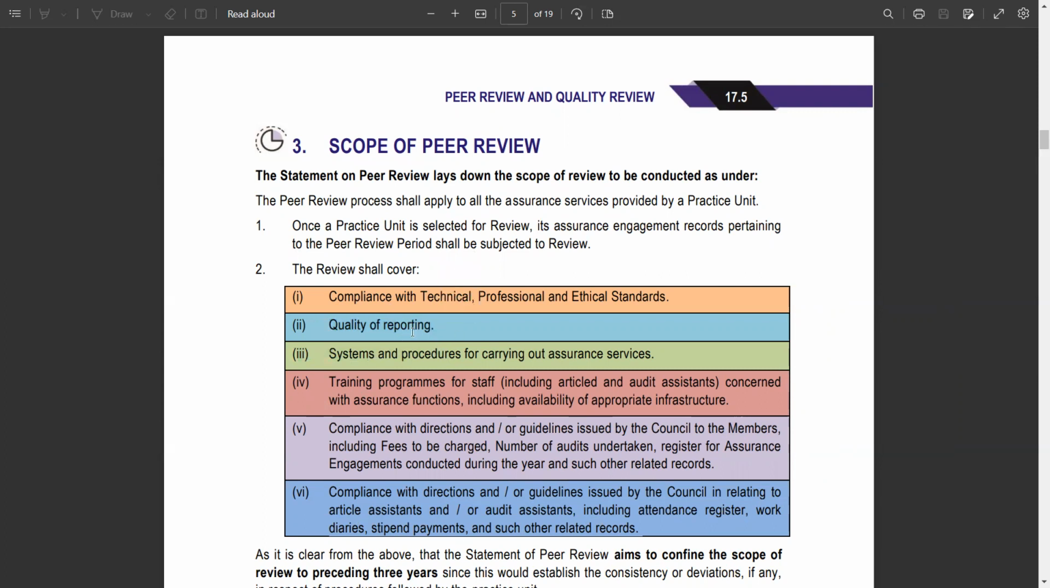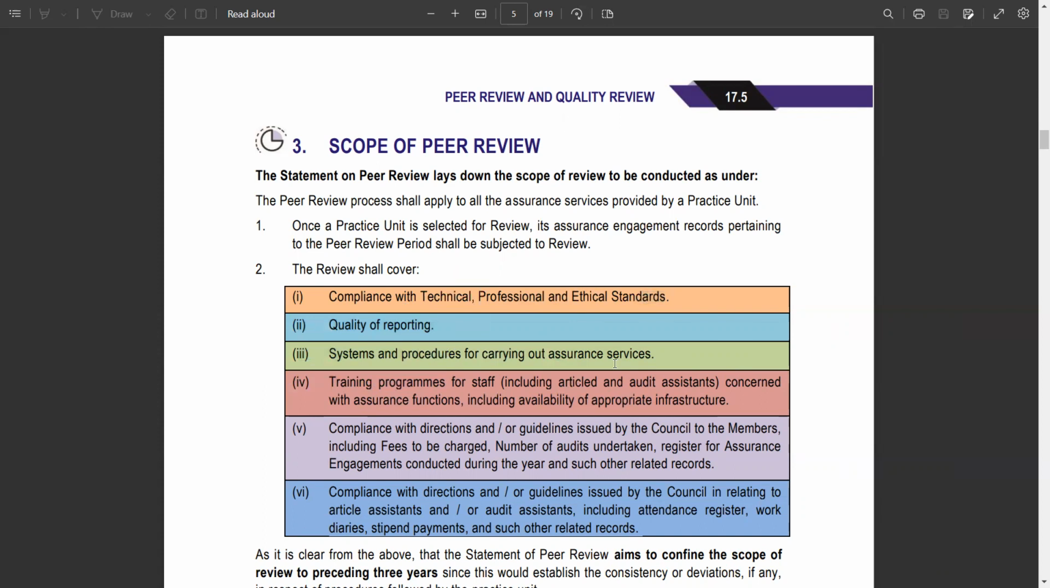And after quality of reporting, who is going to perform these compliances of technical, professional, ethical standards? Your staff, your article assistants, your audit assistants. So you need to provide training programs for staff, including article assistants, concerned with assurance functions, including availability of appropriate infrastructure. So you have to make sure that there is appropriate infrastructure for training and development of your staff and article and audit assistants for assurance functions. And lastly, basically, it is technical, professional, ethical standards, systems and procedures for carrying out assurance services.